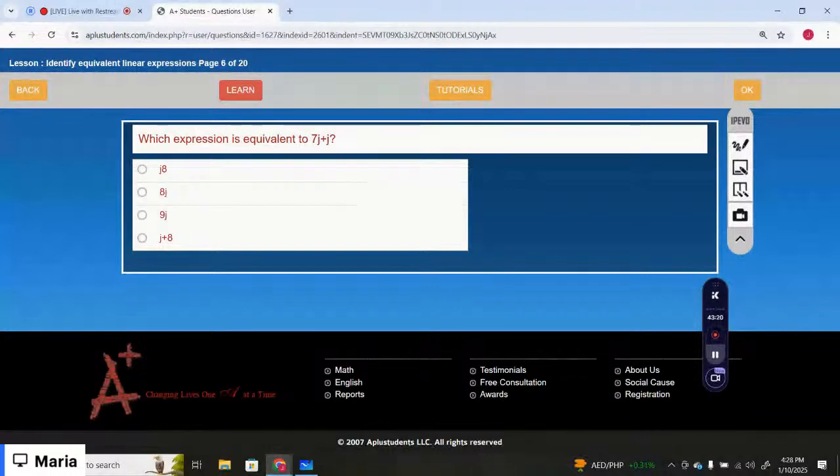Which expression is equivalent to 7j plus j? So which is the correct option? That is 8j. Option number 2 is the correct option.